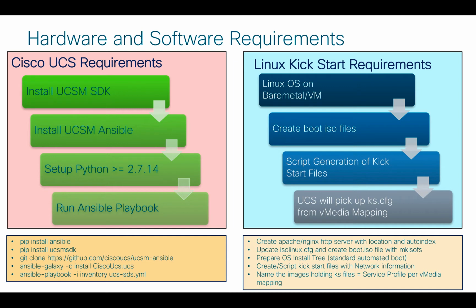For Cisco UCS, you need on the repository VM, the UCSM SDK and UCSM Ansible. For Linux Kickstart, you create the boot ISO files and pre-run a script to create Kickstart files for all your nodes. I have provided few commands for configuring the Ansible and preparing the OS install below.